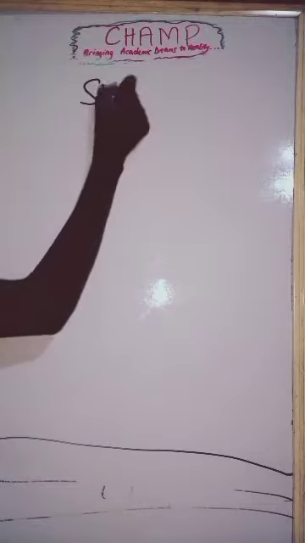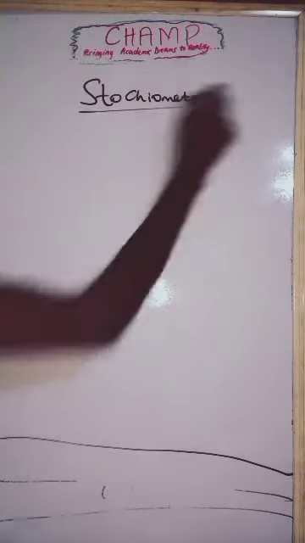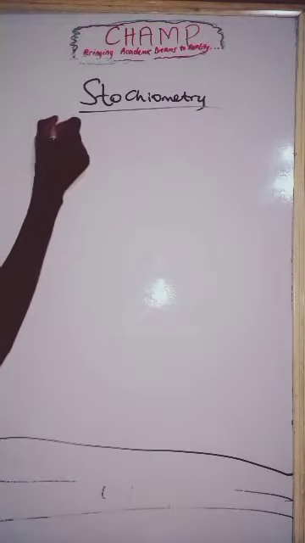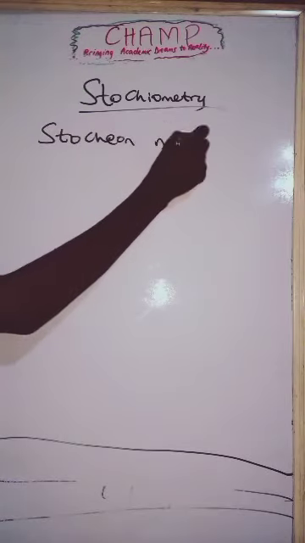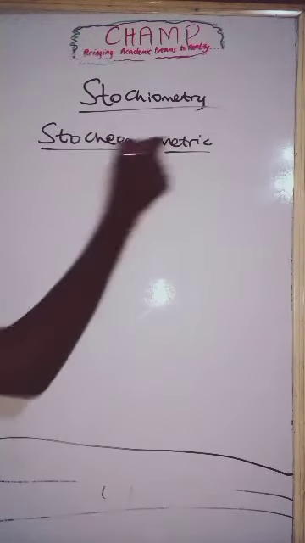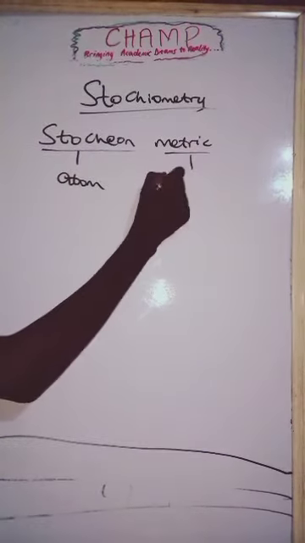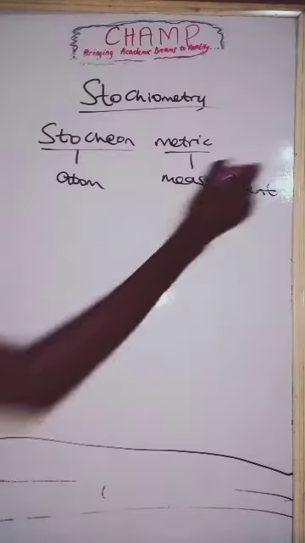So in this video, I will be talking on stoichiometry. Stoichiometry is derived from two Greek words, stoichion and metro. Stoichion means atom, while metro means measurement. So stoichiometry is essentially the measurement of atoms.